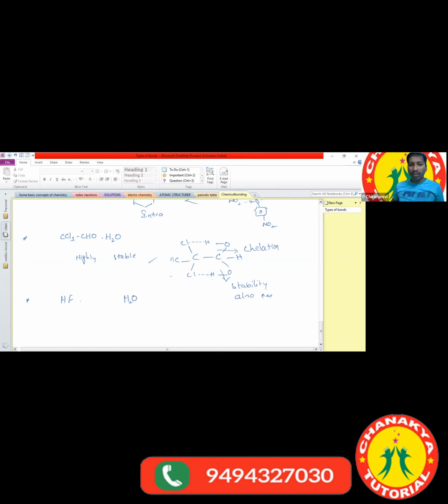Now my question is, if you compare fluorine and oxygen, fluorine is the more electronegative atom. So that means hydrogen fluoride has the highest bond strength. We are comparing boiling points: either hydrogen fluoride has the higher boiling point, or water has the higher boiling point.